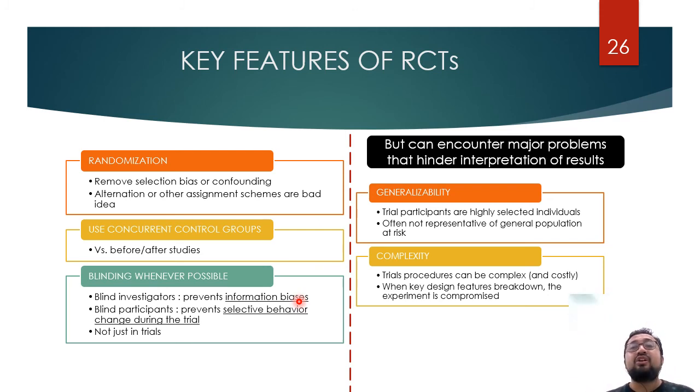Kita akan beritahu untuk berada dalam study sahaja. Okay, selalunya kita akan cakap macam tu. Right, and not prevent selective behavior change during the trial and not just in trials.